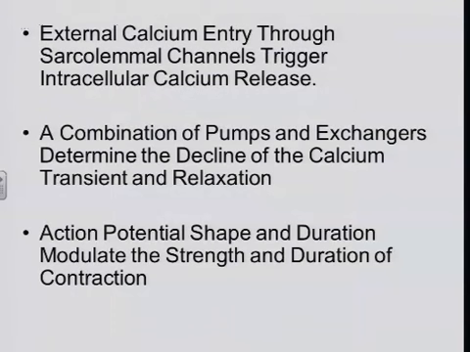So, important points to know. You've got calcium. Calcium from the extracellular space is very important in cardiac muscle, not really so much important in skeletal muscle. And you have then a combination of pumps and exchangers in different compartments of the cell that are pumping things in, pumping things out, and those are really working together as a coordinated and very complicated system to determine the decline of that calcium transient.